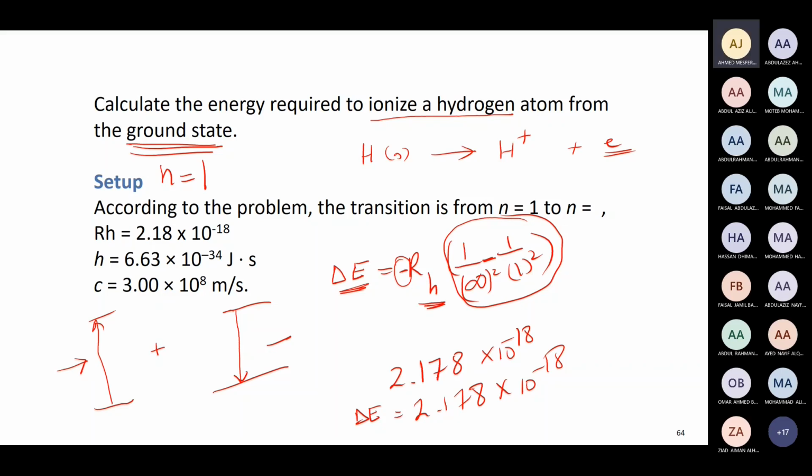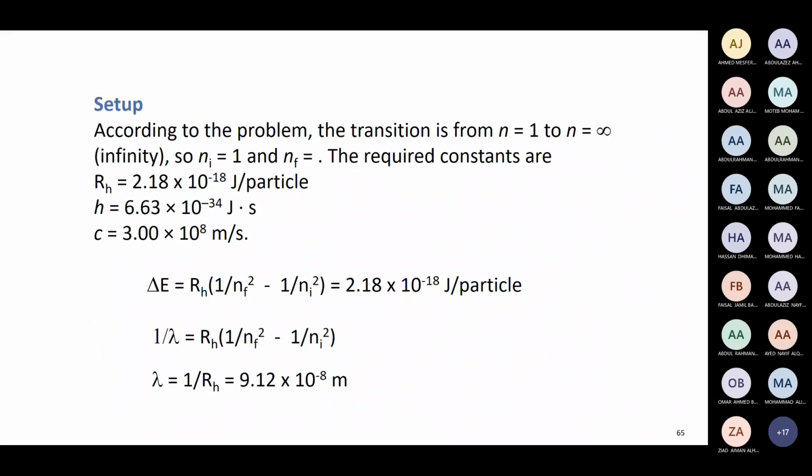Doctor, 1 over infinity equals 0? Yes. 1 over infinity squared equals 0, of course. 1 over infinity is 0, and 1 over 1 is 1. So the whole thing is 1 only. Good. Okay, so this is the solution for it.